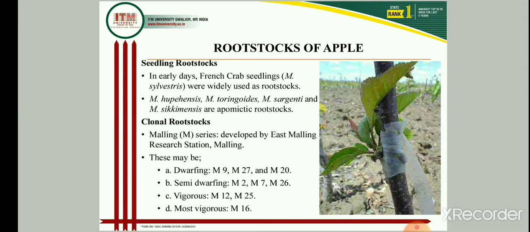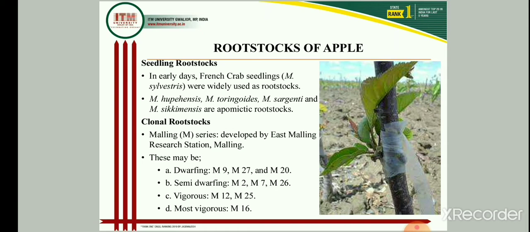Some of them are seedling rootstocks, like crab seedlings, Malus sylvestris, which was earlier used as a rootstock, the most common rootstock of apple. Apomictic rootstocks means those which give non-zygotic seedlings, like Malus hupehensis, Malus toringoides, Malus sargentii, and Malus sikkimensis.